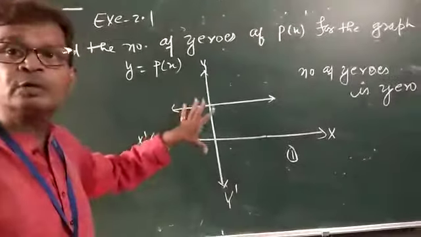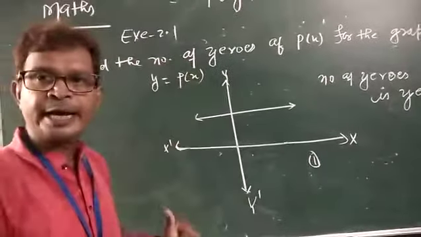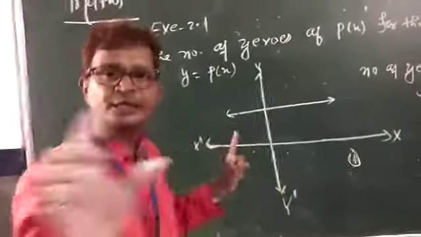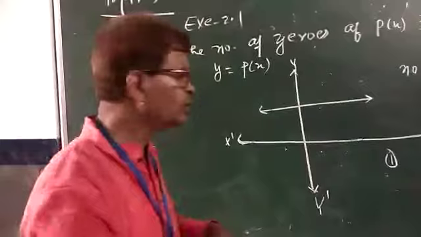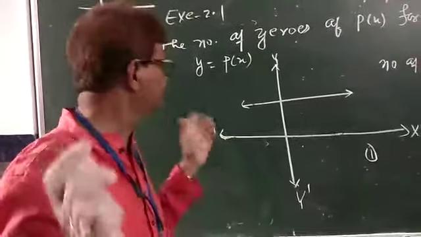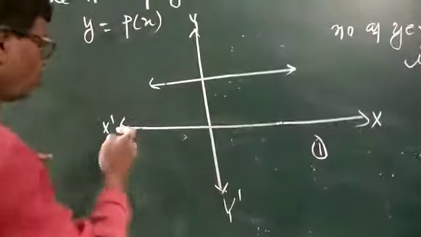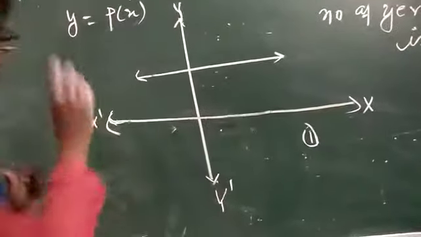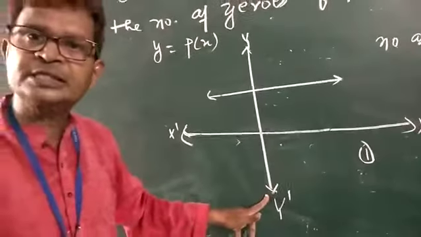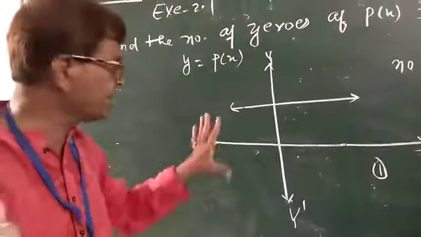So if you want to find the number of zeros with the help of a graph, at first you have to determine how many times the graph will intersect the x-axis. As you know, you have studied graphs in previous classes. This horizontal line x dash will be the x-axis. The vertical line y dash will be the y-axis, and this line will be the graph.